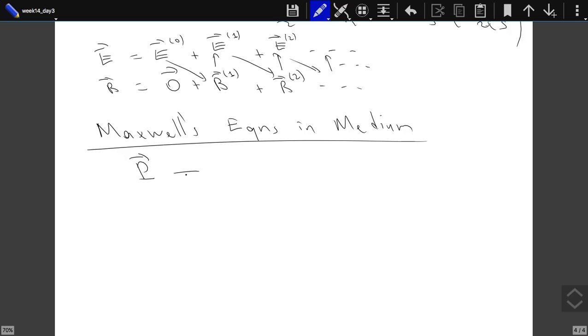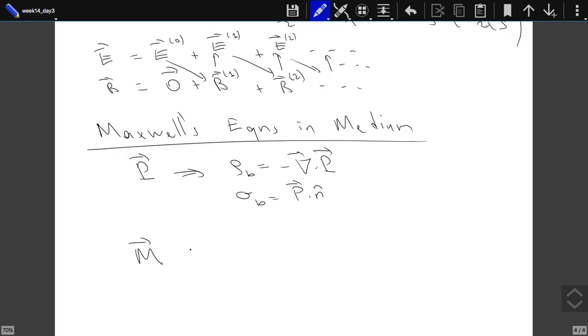It corresponds to a volume charge density given by minus the divergence of P, and also a surface charge density, which was the normal component of P. So instead of dealing with properties of the material, instead of dealing with this polarization, we can just work with rho and sigma, the charge densities. And then we have the magnetization.